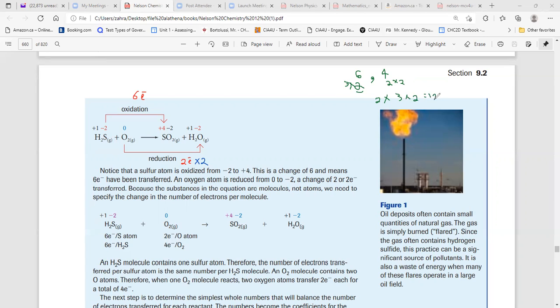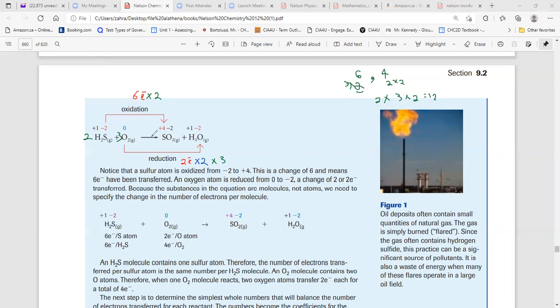So it's going to be 12, right? So I can multiply this one by 2 to become 12. And this one, I can multiply it by 3 to become 12. But since I multiplied by 2, I have to put this one as the coefficient of this. And since this is multiplied by 3, I need to put it as the coefficient of the oxygen. Then I balance the other side. Now, electron exchange is balanced. Now we balance the atoms.